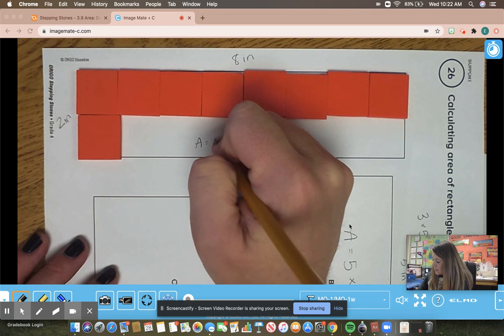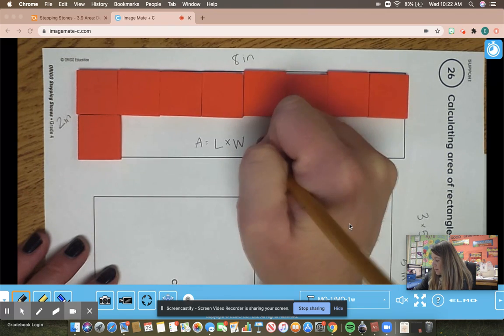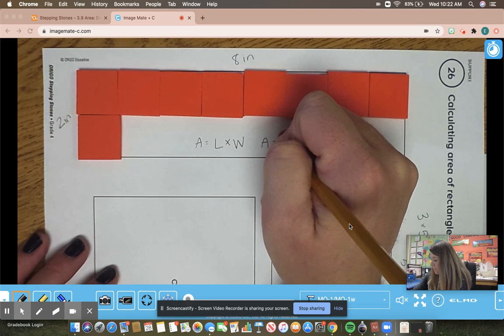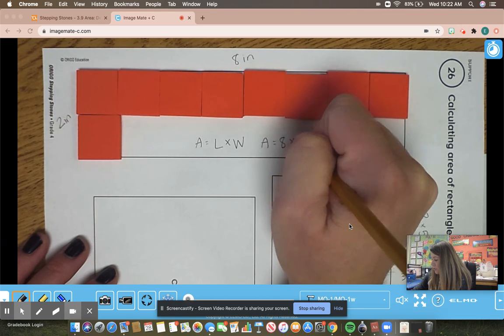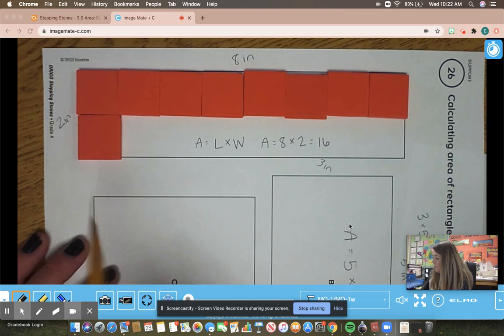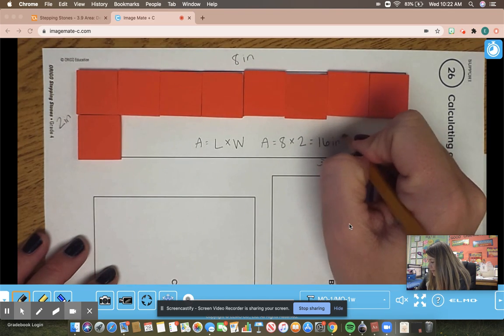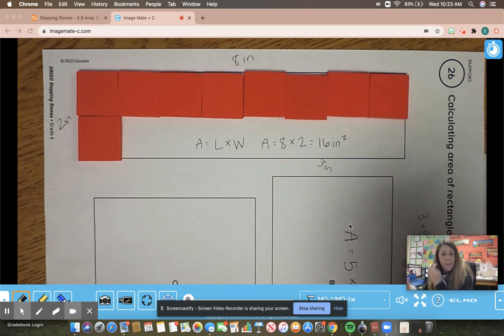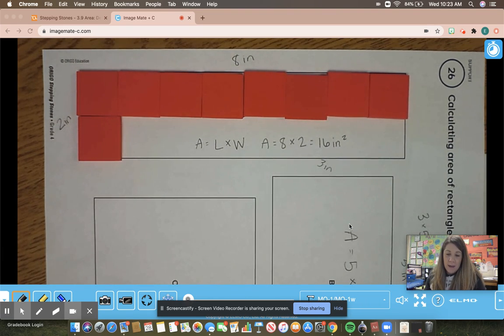Area equals length times width. Area equals 8 times 2, which is 16. There would be 16 of these square inches. So when we're talking about area, we're looking at an array, and we're determining how many of those tiles are inside that array. It's just like how you learn multiplication, looking at how many rows and how many are in each row. Except this time we're looking at the length and the width.